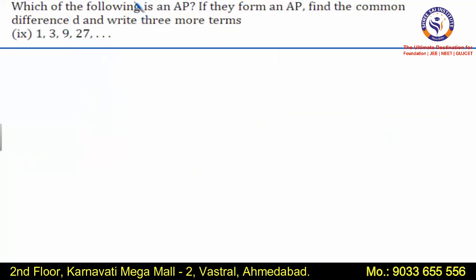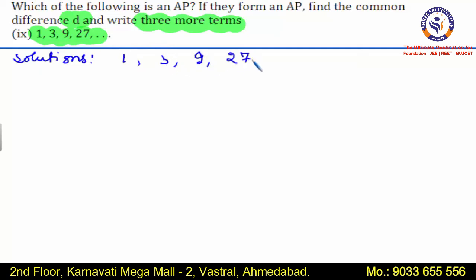This question says, does the given list of numbers form an AP, and if they form an AP, we have to find the common difference and write three more terms. Let's begin with the solution. The given list of numbers is 1, 3, 9, 27 and so on.